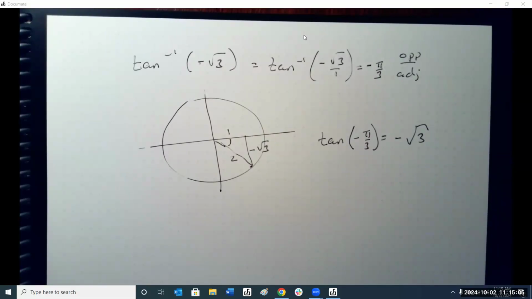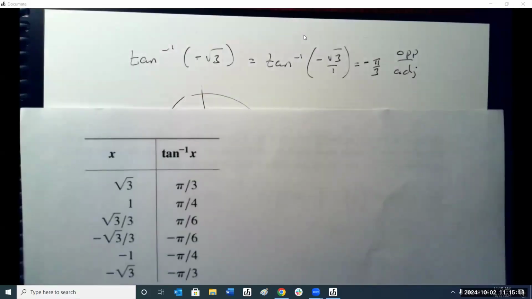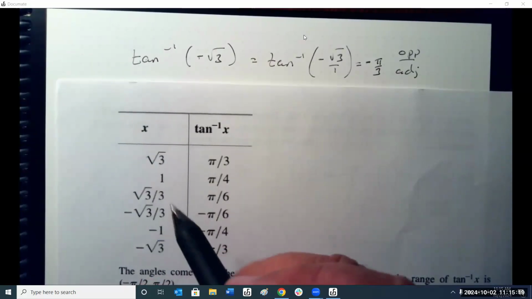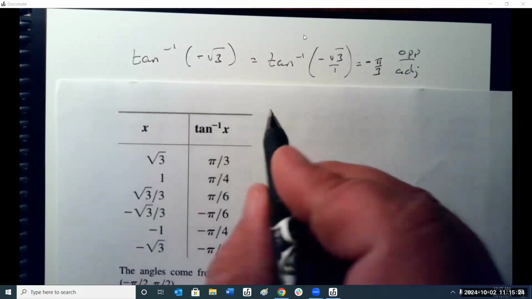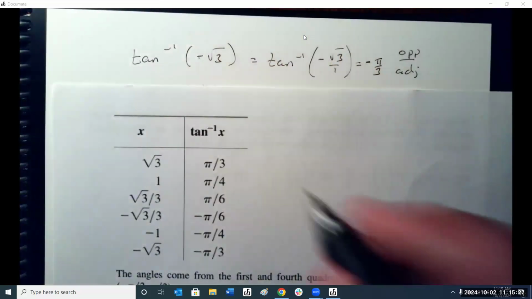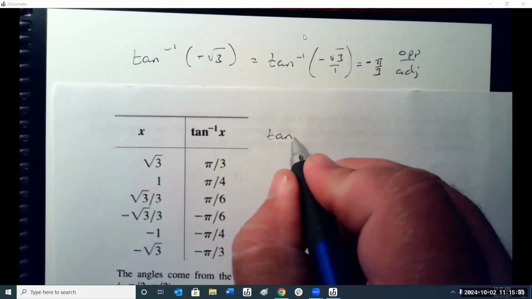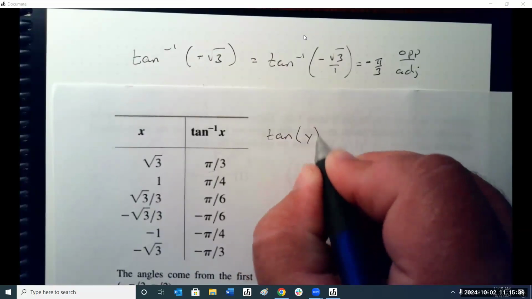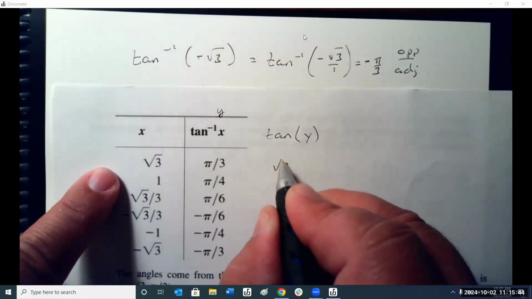I mean, they're just inverses of each other. And actually this is on the sheet I gave you last time for the inverse functions. If my x is radical 3, the angle, in other words, if we had another angle here, we have tangent of this value. I'll call that y. So the tangent of y is radical 3.